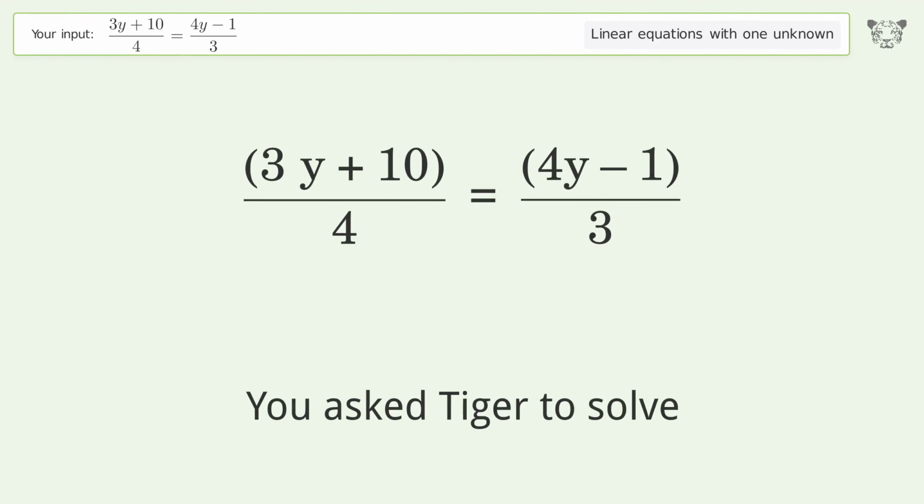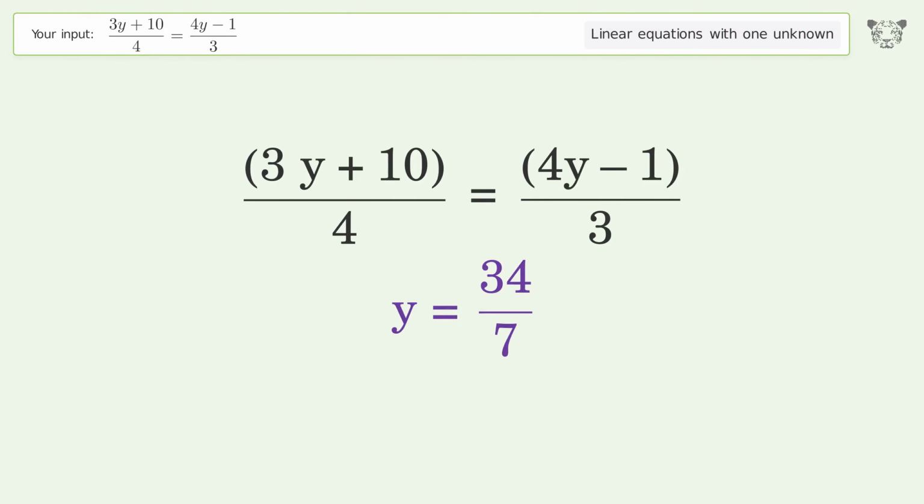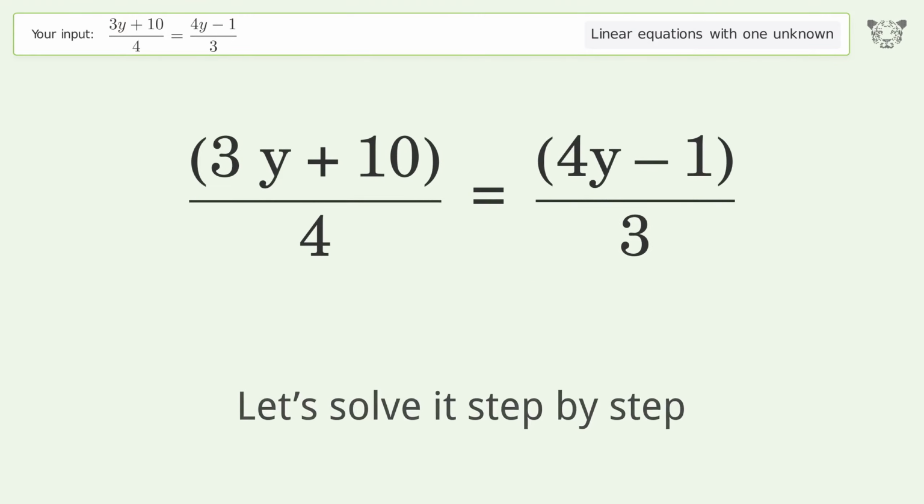You ask Tiger to solve. This deals with linear equations with one unknown. The final result is y equals 34/7. Let's solve it step by step.